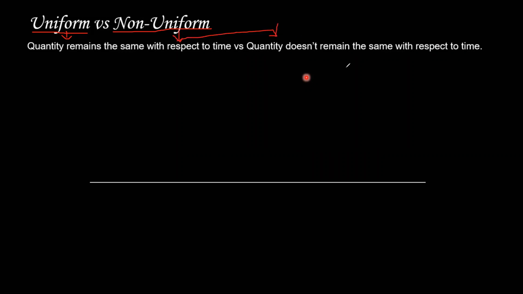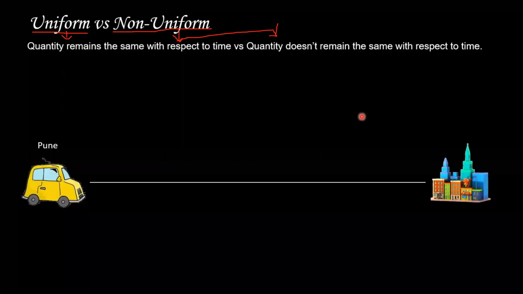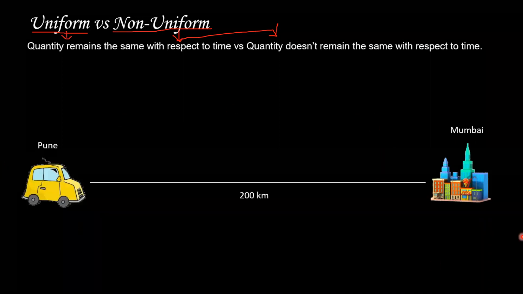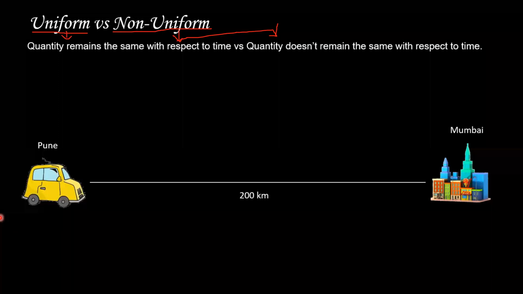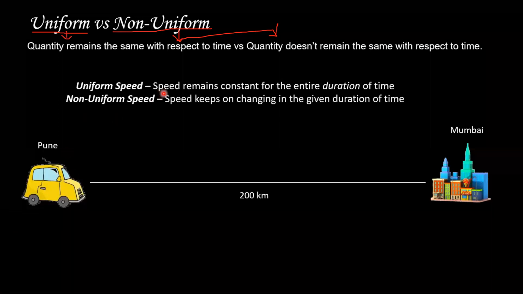Cool. So we go to the next part, which is our car at Pune, and our city, which is Mumbai, at a 200-kilometer distance. This is the analogy I'm going to use if I require. The first part is uniform speed and non-uniform speed. Now I'm going to request someone else who has not spoken in the class. Let's say Kiran T, can you come off mute and read these two points for us?